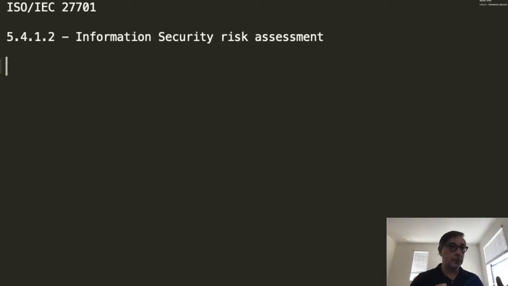So this is how ISO put it together. Okay, so it references the standard, the 27001 or 27002, but it gives a little bit more detail of the privacy aspects of it. And that's it.